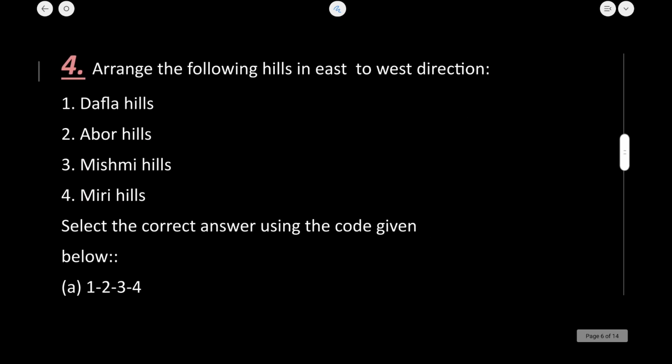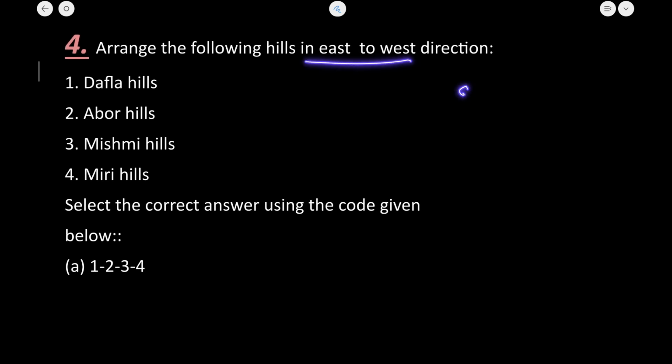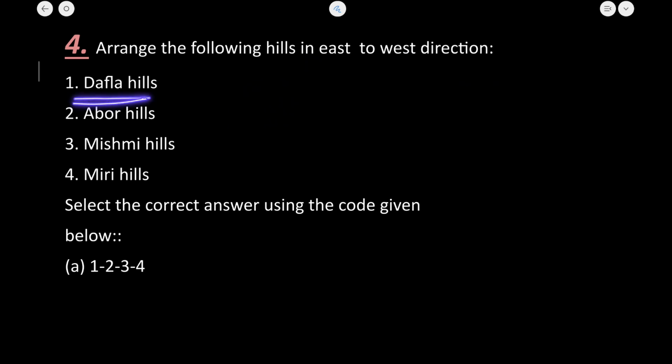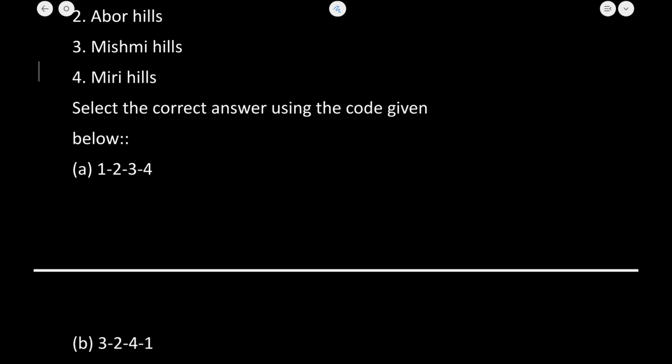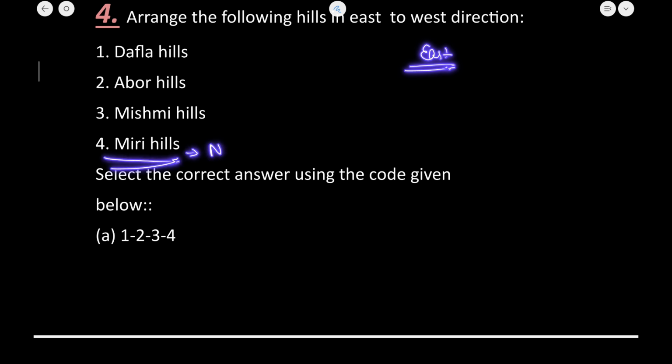We have to arrange these northeastern hills in east to west direction. It means we have to arrange it east to west. If I talk about the Dafla hills, the Dafla hills lie in western Arunachal Pradesh and Assam, so this is in the most eastern part. Now if I talk about the Abor hills and Miri hills, the Miri hills are in northeastern Arunachal Pradesh. Then there are the Abor hills.